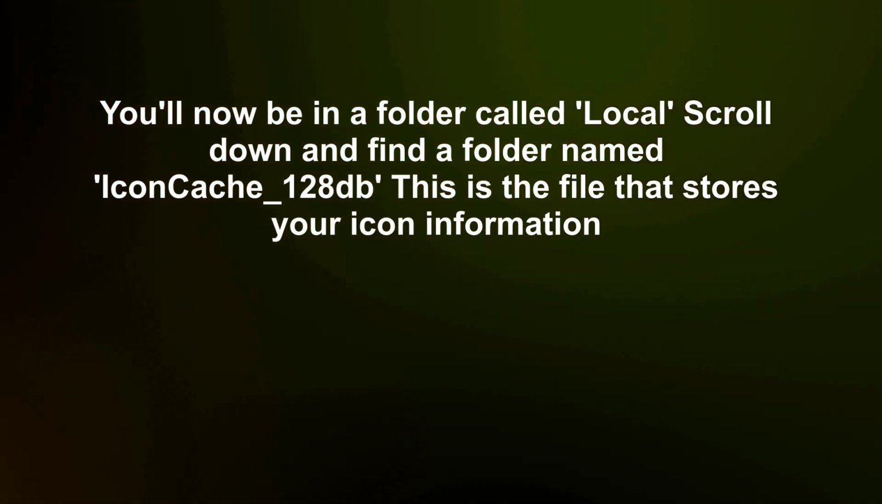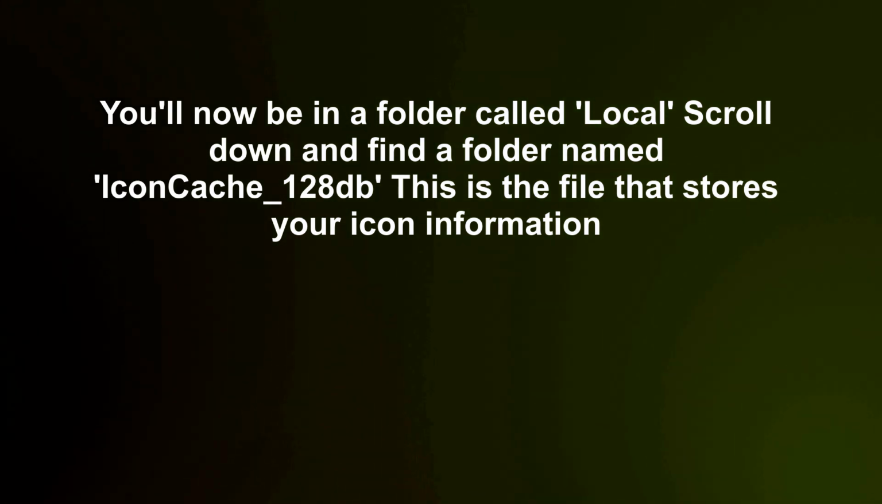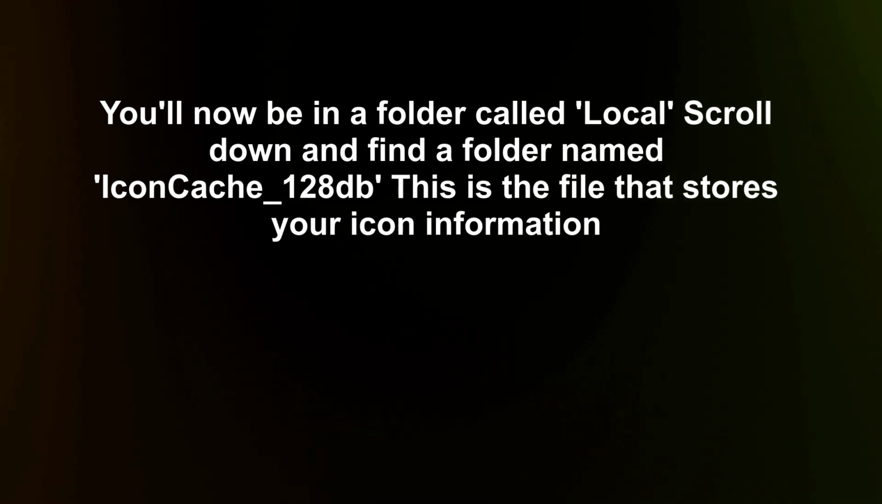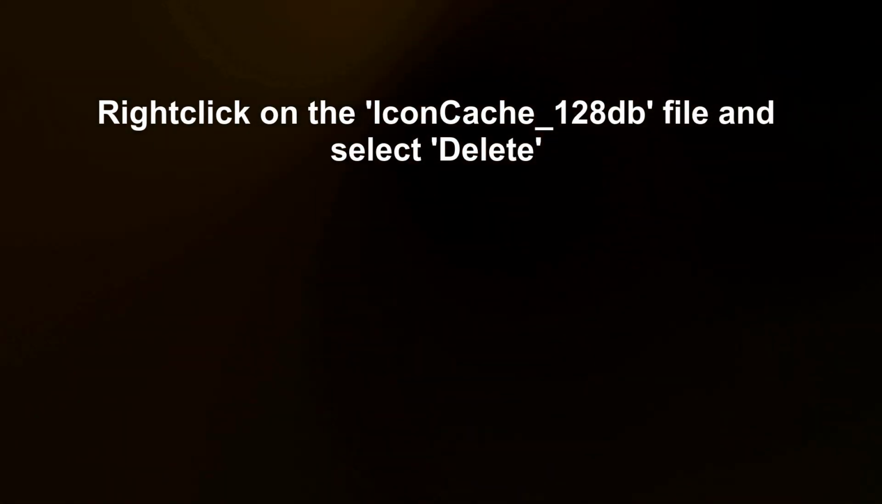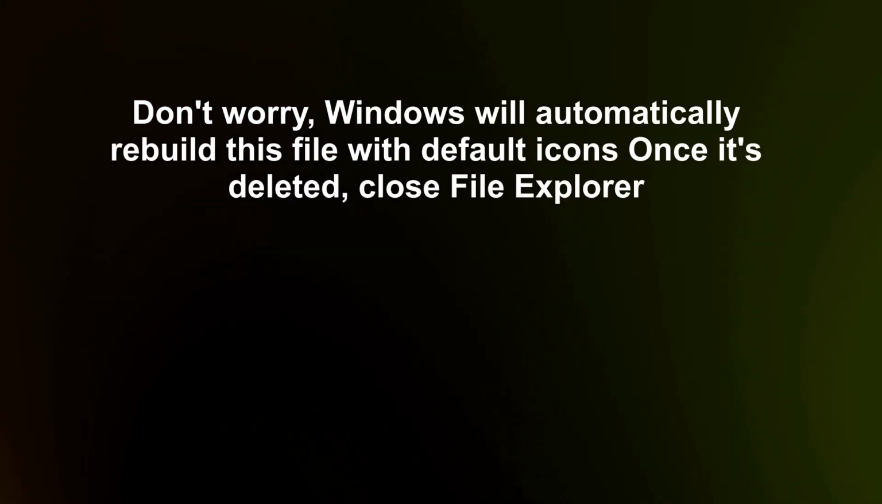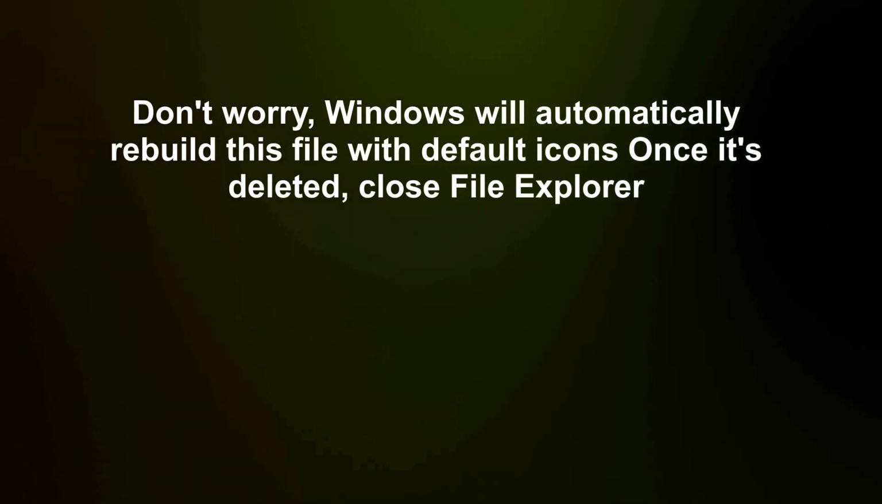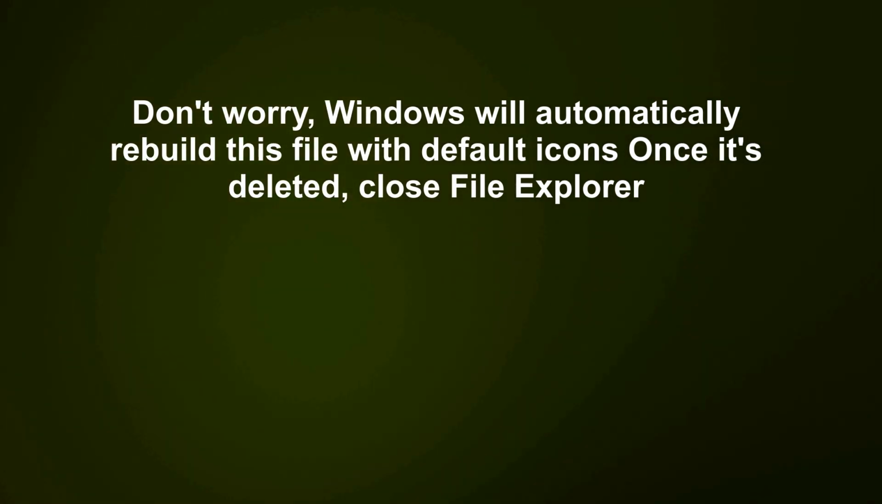Scroll down and find a file named iconcache_128.db. This is the file that stores your icon information. Right-click on the iconcache_128.db file and select Delete. Don't worry, Windows will automatically rebuild this file with default icons once it's deleted.